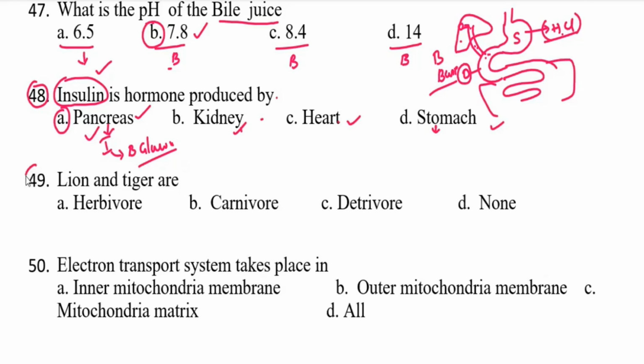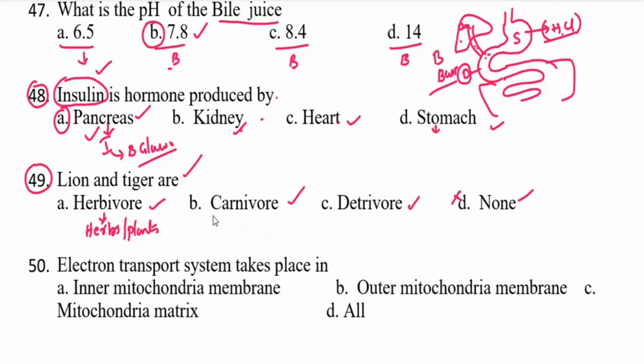Okay, let's see the 49th question. Lion and tiger. The options here are herbivores, carnivores, detrivores and none. Definitely none is not an option. Let's see the explanation for these options. Herbivores are organisms that eat only herbs. Herbs means plants. So herbivores are nothing but vegetarians.